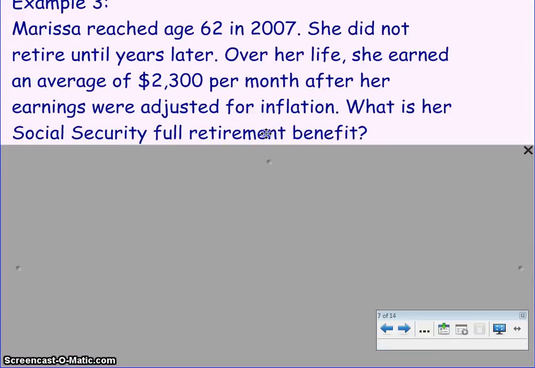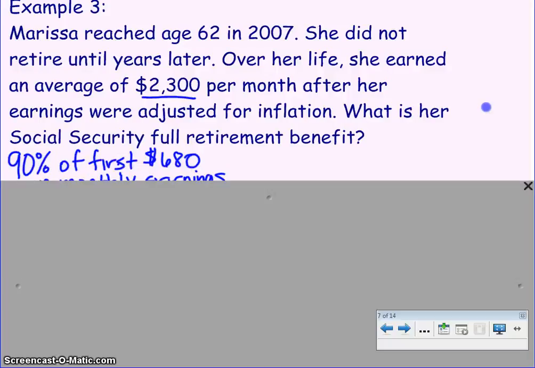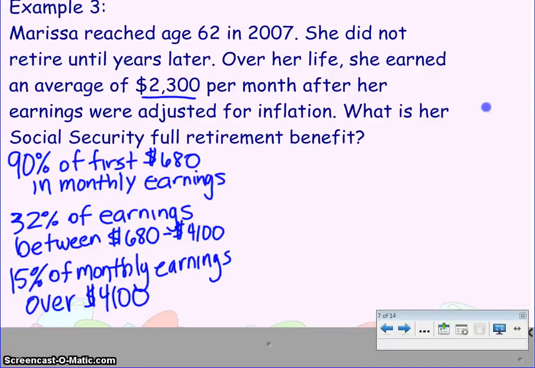All right, example number 3. Marissa reached age 62 in 2007. She did not retire until years later. Over her life, she earned an average of $2,300 per month. After her earnings were adjusted for inflation, what is her Social Security full retirement benefit?